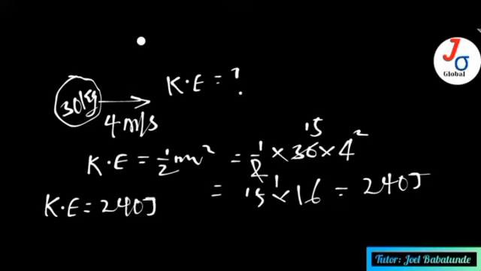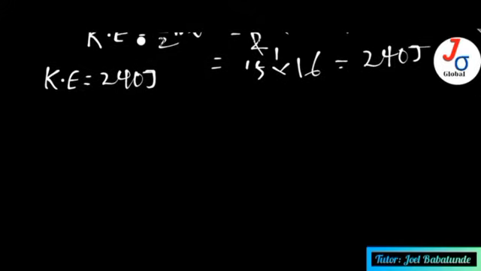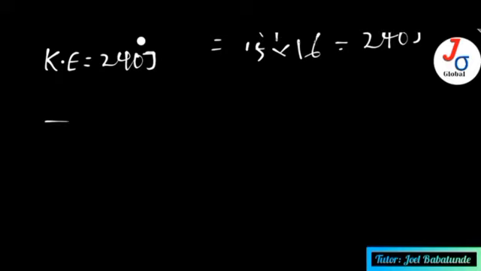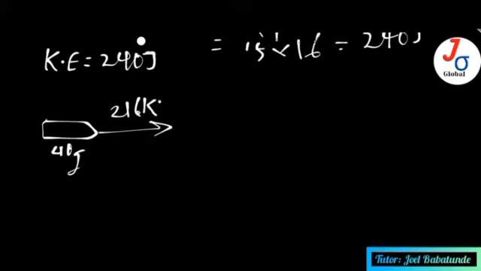All right, so let's take another example. Let's say that a bullet, let me try as much as possible to draw a bullet. Okay, good. A bullet of mass 40 grams, it's kind of small though, is moving with a speed of 216 kilometers per hour. Man, this is fast. What is the kinetic energy?